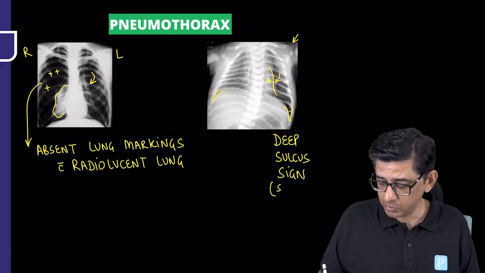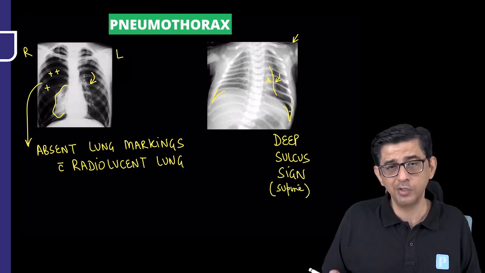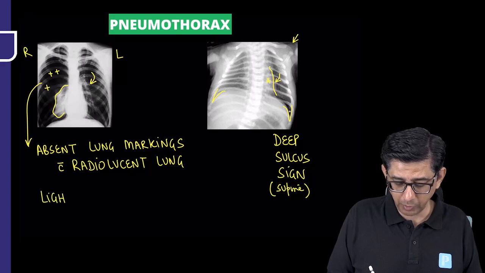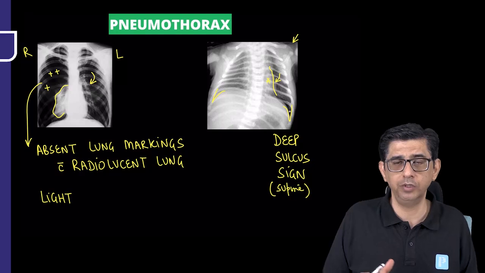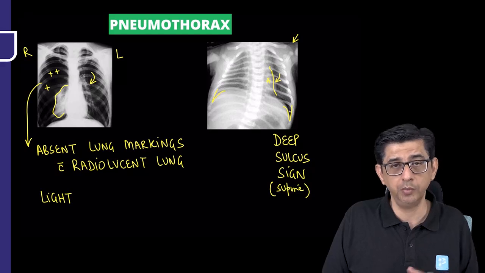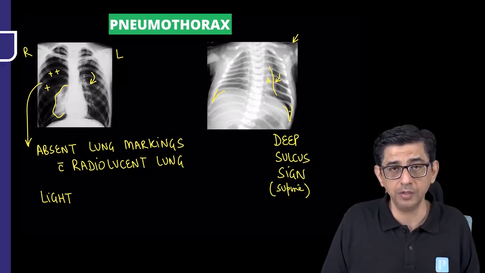However, to be able to see a deep sulcus sign, the patient should be in a supine position. Then another question that has been asked on this topic from the radiology perspective, traditionally I start with the clinical details and go on to X-ray. But clinically speaking, tension pneumothorax per se is a clinical diagnosis.